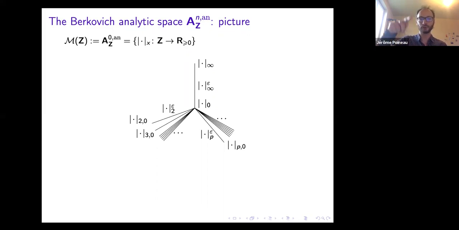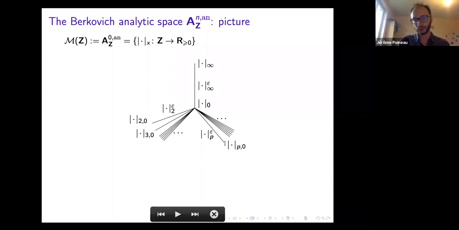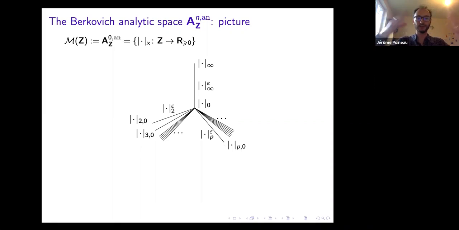Then I draw one branch for the Archimedean absolute value and the powers of this absolute value. And for each prime number p, I also draw a line for all the powers of the p-adic absolute value. At the end of the picture, the last point is like the p-adic absolute value raised to the power infinity, so the absolute value of p becomes 0. It's like you compose Z with the reduction mod p and then with the trivial absolute value. So you get some kind of tree-like picture like that.